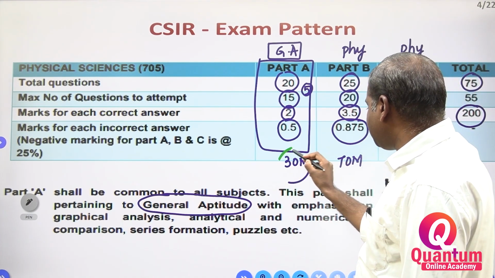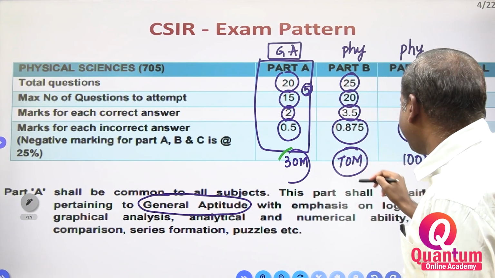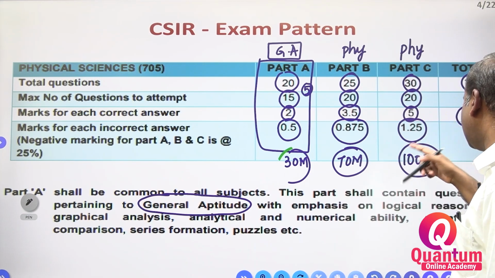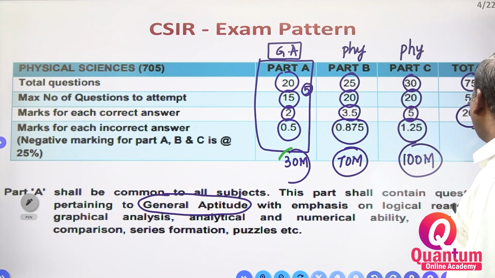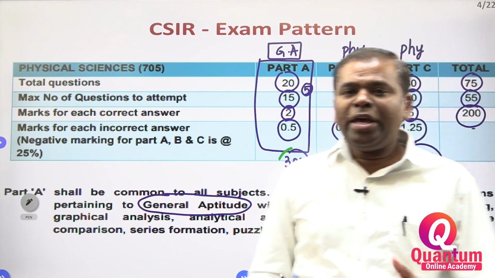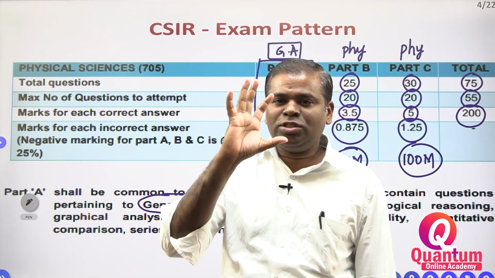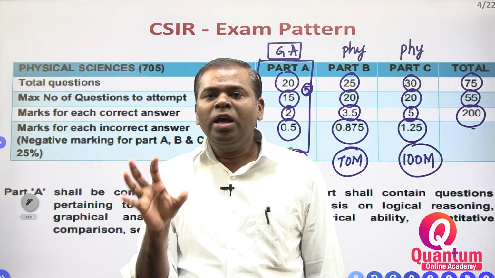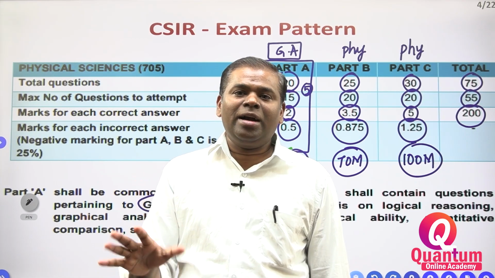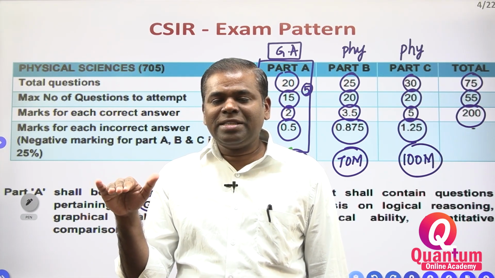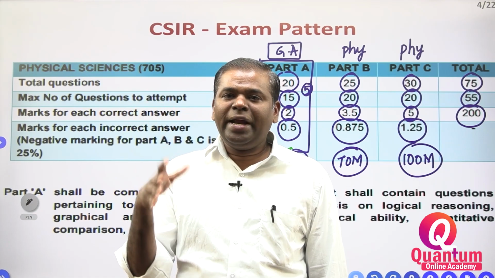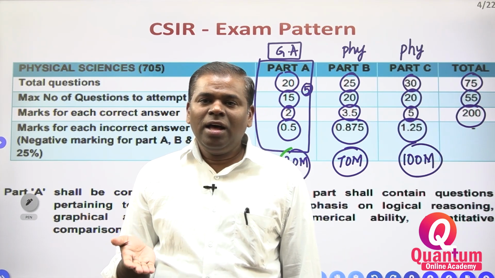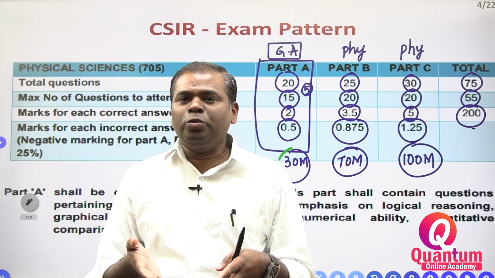30 marks for general aptitude, 70 marks for physics from core syllabus, 100 marks for physics core combined with advanced syllabus also. Total 200 marks out of 55 questions. If you are expert in part C, where you can do 20 questions, easily you will get the 100 marks. Clear? With 50 percent, you will get more than 98 percentile, and you can get the first rank all over India.